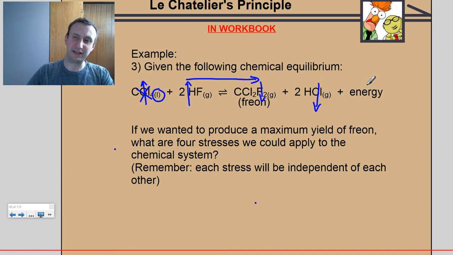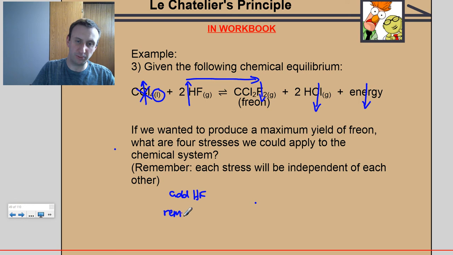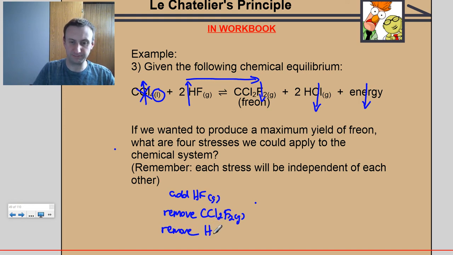The very last thing I can do is lower energy, and that would cause a right shift, which means I can decrease temperature. So I can add HF, I can remove CCl2F2 gas, I could remove HCl gas, and I could lower temperature.